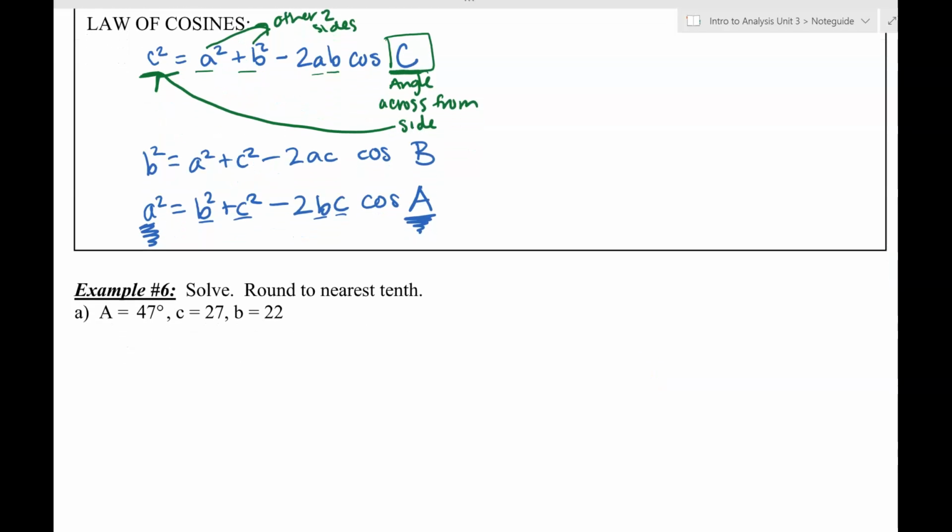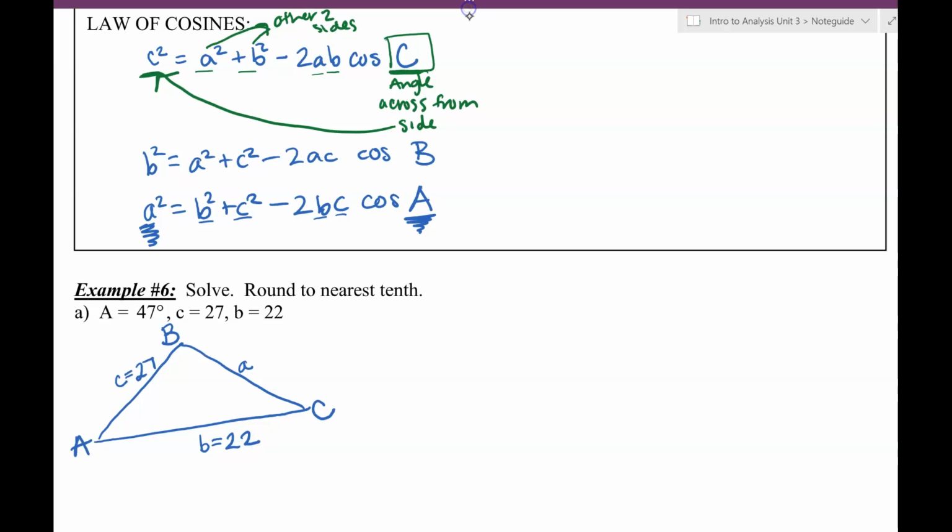So I'm going to give you an example here where we're going to draw the triangle. Notice that they're using the letters A, B, C. So you give yourself any triangle, and you label the angles with capital letters. I'm going to use A, B, and C. And then remember that across from those capital letters you're using for the angles are the lowercase letters for the sides. So A, B, C. And so here's what we know. Lowercase c is 27, that's a side length. Lowercase b is 22, that's a side length. Uppercase A is 47, that's an angle.